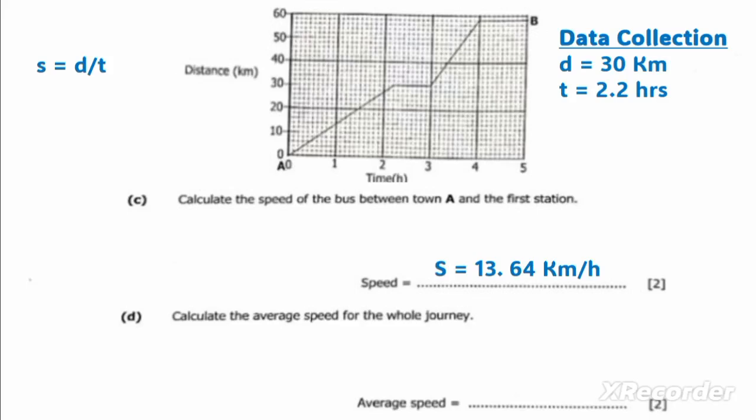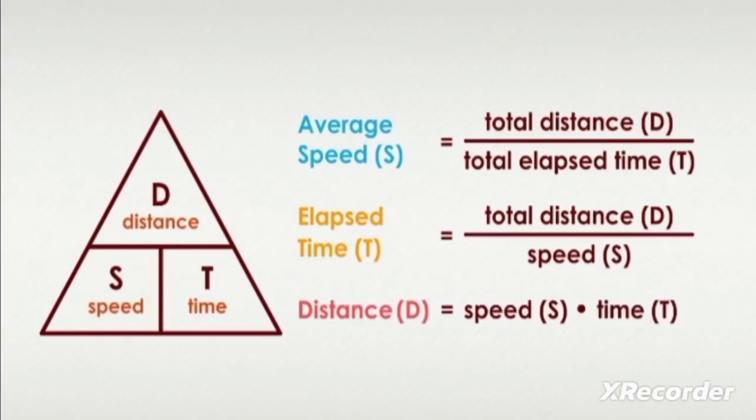We move to question D. Calculate the average speed for the whole journey. So they want us to calculate the speed of the bus for the whole journey. So what are we going to do? We are going to find the overall distance, or the total distance over total time.